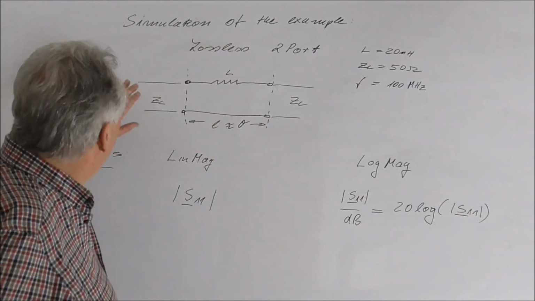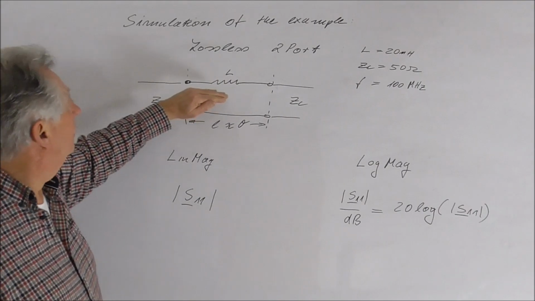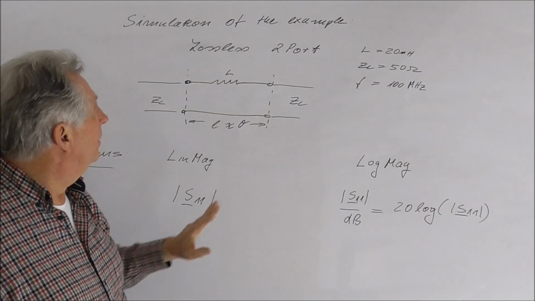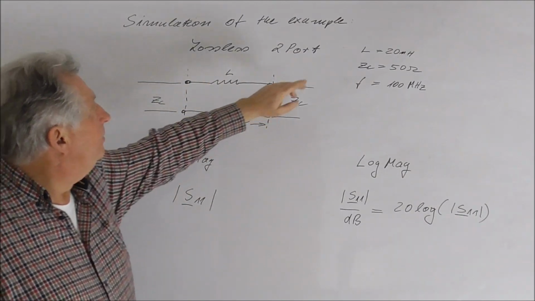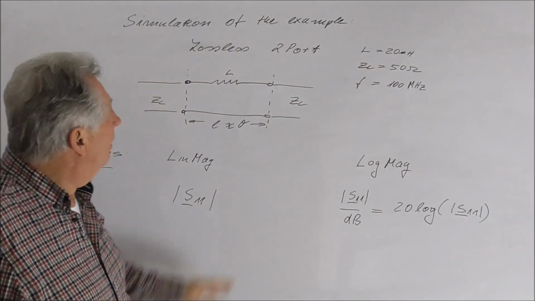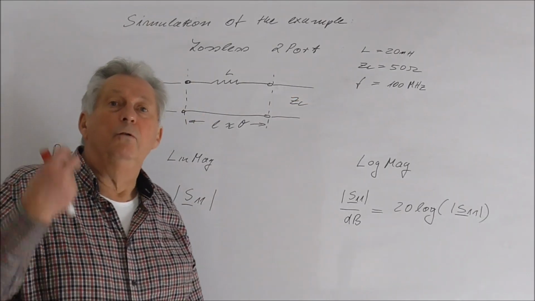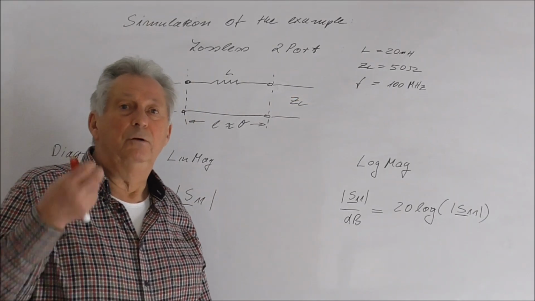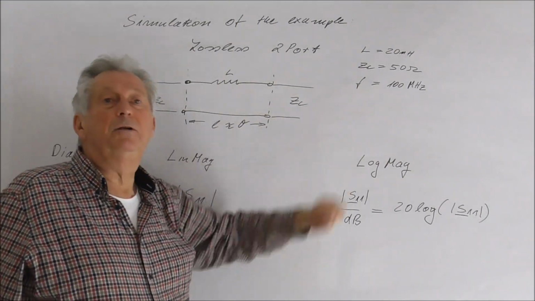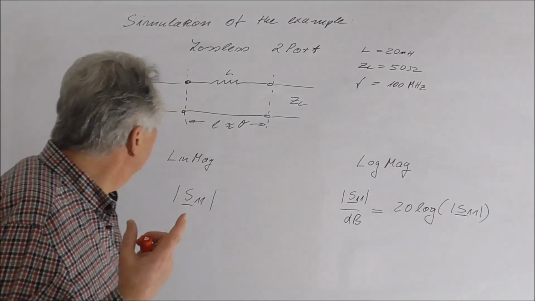So what we discussed in this example was we considered an inductance, which is connecting two transmission lines. And this inductance has a value of 20 nanohenry. The characteristic impedance of the transmission lines is 50 ohm, which is also normally the characteristic impedance of a network analyzer. And we consider this around 100 megahertz.